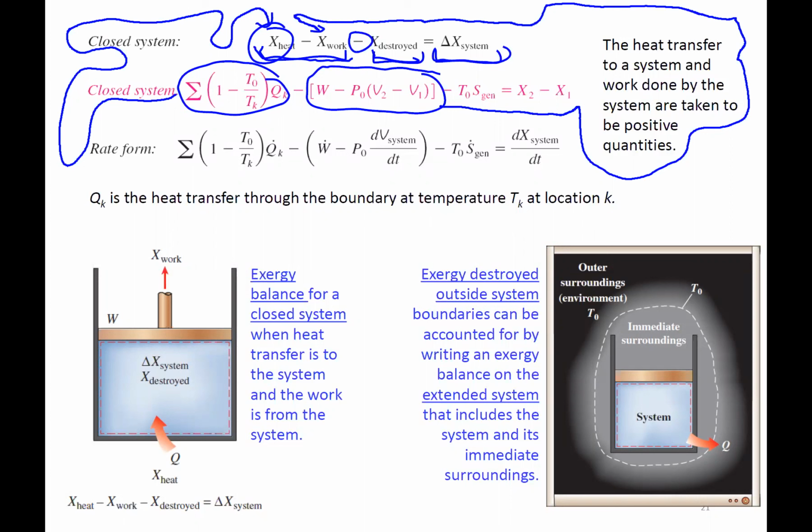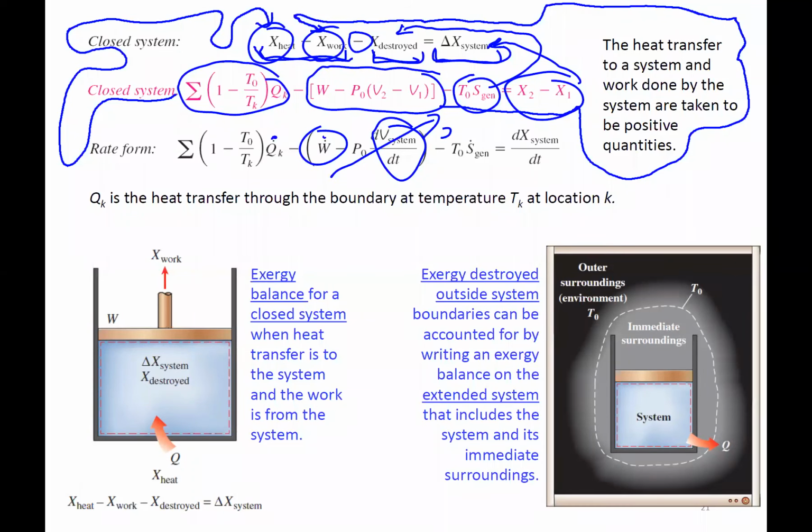Right there. We have then our X destroyed right here, okay, and then our change in exergy right there. And then in rate form, we're just adding that dot to our heat transfer and to the work, and then we've taken V and made it dV dt. So that means it would be an expanding system with respect to time, like blowing up a balloon or something like that. But most of these, this term right here goes to 0.